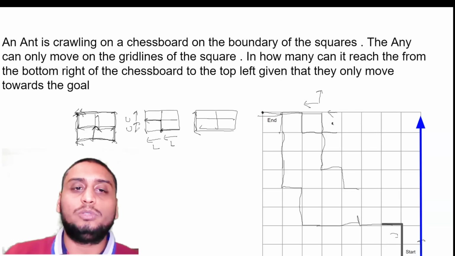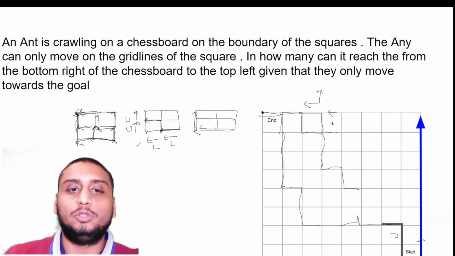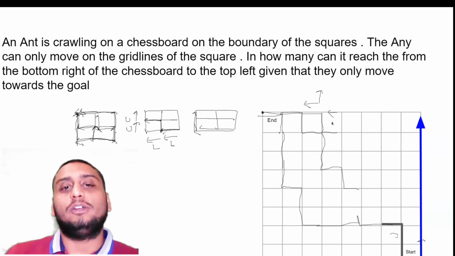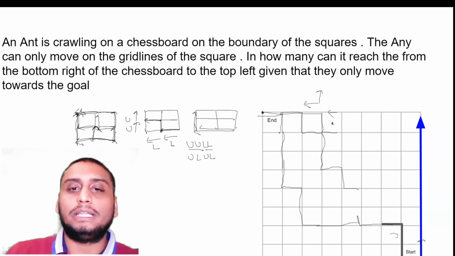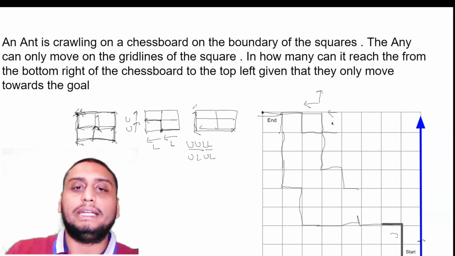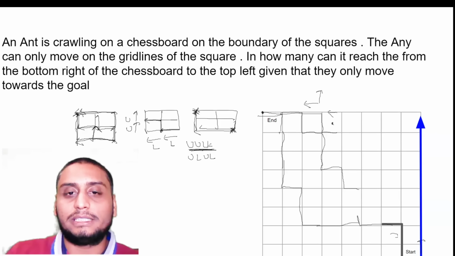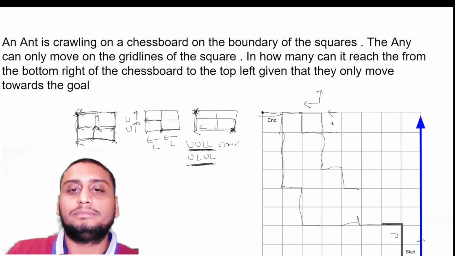So it can do it in any order. It has to go left 2 times and up 2 times, and it can do these steps in any order. It can go first left, then up, then left, then up. It can do up, left, left. It can do up, left, up, left. Eventually, if it does 2 times up and 2 times left, it will start from here and end here, right? So any combination of this, any new combination, would give you a new path.